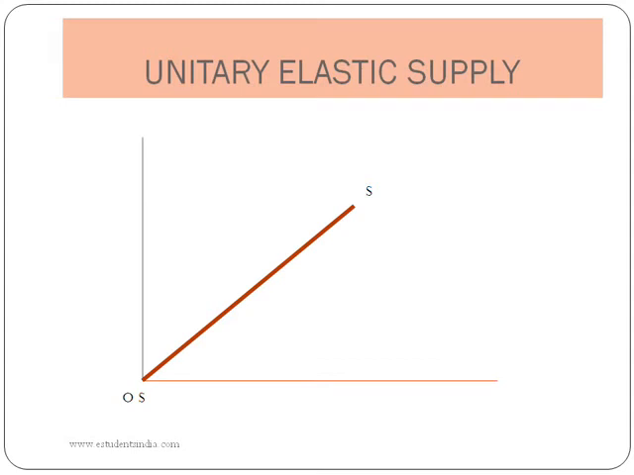Unitary elastic supply. Supply curve passing through the origin. Elasticity of supply is equal to delta Q divided by delta P into P by Q. Delta Q is the change in quantity, delta P is the change in price, and P is the price, Q is the quantity. P by Q is equal to slope of the curve, which is equal to delta P by delta Q. So ES is equal to delta Q by delta P into P by Q, and P by Q is equal to delta P by delta Q. We get ES is equal to 1. Elasticity of supply is equal to 1. Unitary elastic supply.